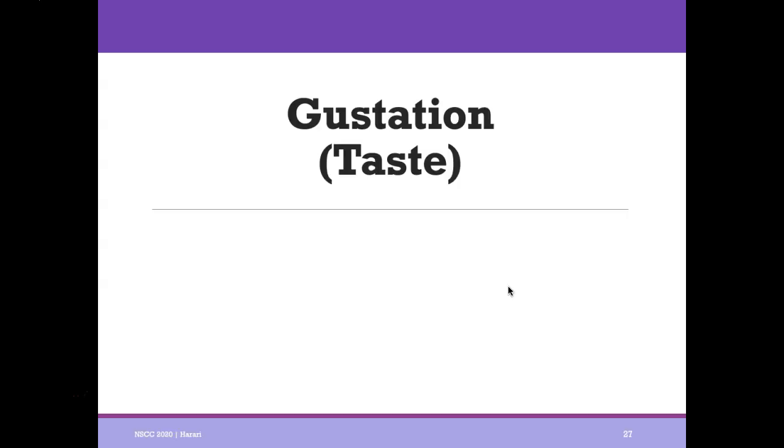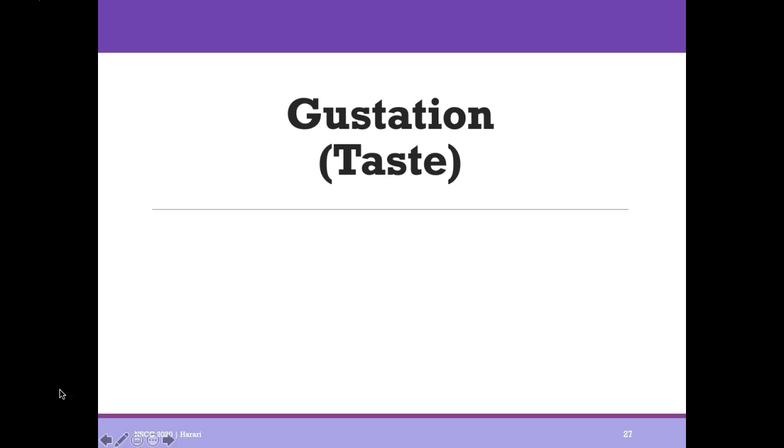So that was an overview of smell. And the key point to remember is that food is made up of many different odorants, or the smell of perfume is made up of many different odorants. So many different receptors are being activated at once. And it's the combination of different receptors activated that gives a message to the brain of what you're smelling, or what that particular scent is.